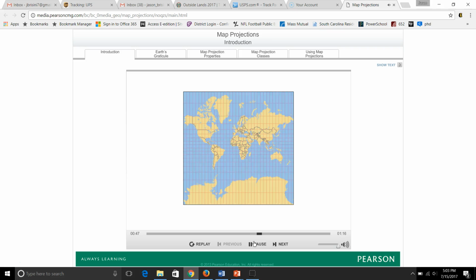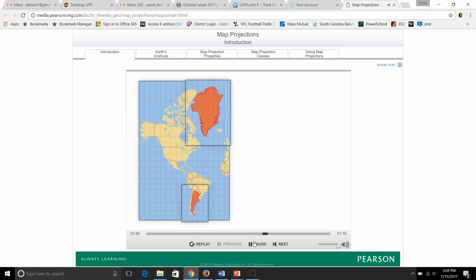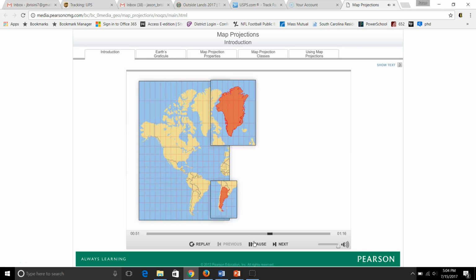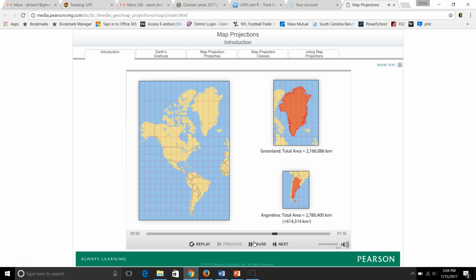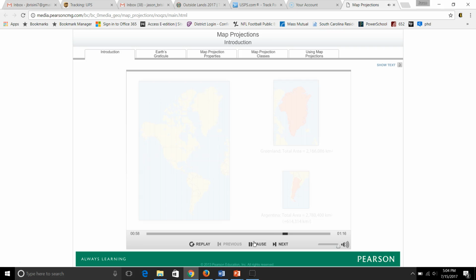For example, Greenland and Argentina are of similar size, but in this common map projection, Greenland appears larger. This is an example of distortion. The goal of this tutorial is to introduce you to different kinds of map projections, their properties, and their uses. First, we will look at the graticule.